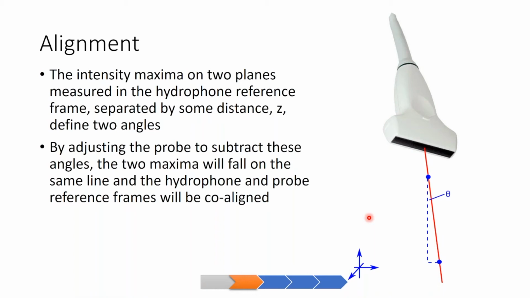One of the ways we do this alignment is we will measure the maximum intensity on two planes, in this case one a bit closer to the face and then one out past the focus. These two points in the hydrophone's reference frame will define a vector, and the vector has a few angles associated with it. By using the goniometers to subtract off the angles we observe in this vector, we can rotate this acoustic axis so that it's now co-aligned with the axis of the hydrophone frame of reference.